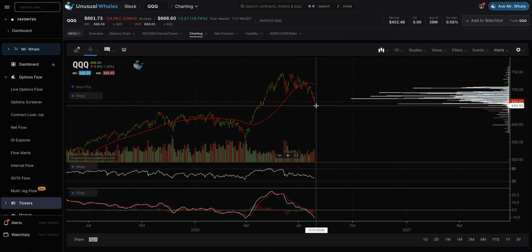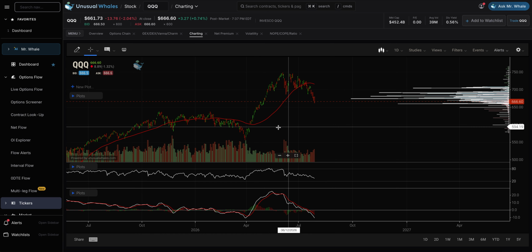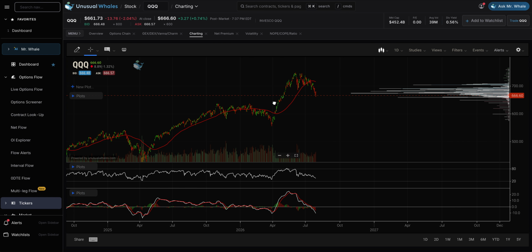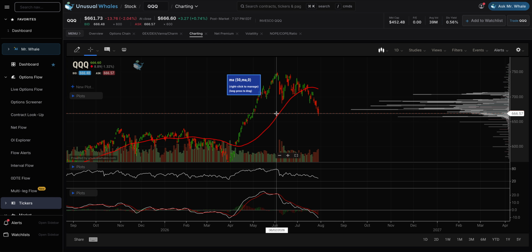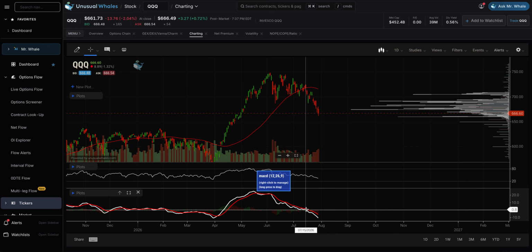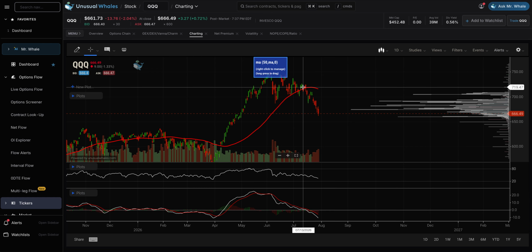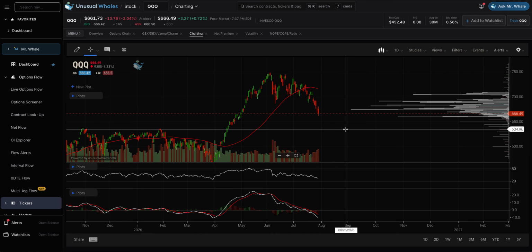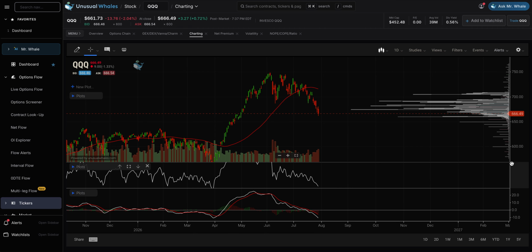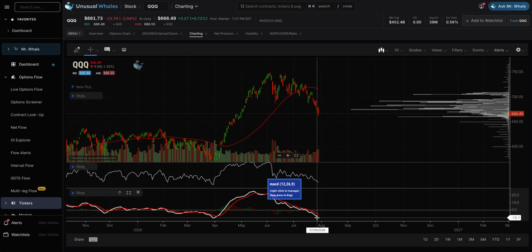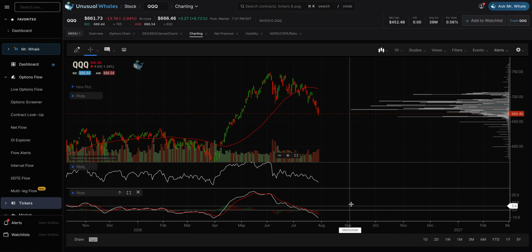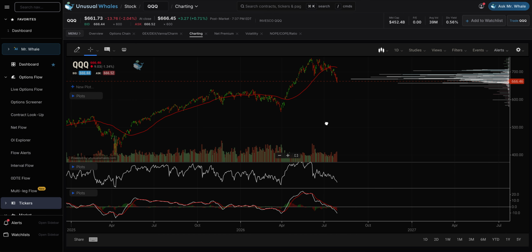So yeah, it looks like this is going to try and work its way back down to fill this gap around 600 at some point. You can see the MACD crossed below the zero line back on July 14, 15, around the 16th. So it's just going to keep chopping and distributing until the MACD can work its way back above the zero line, basically.